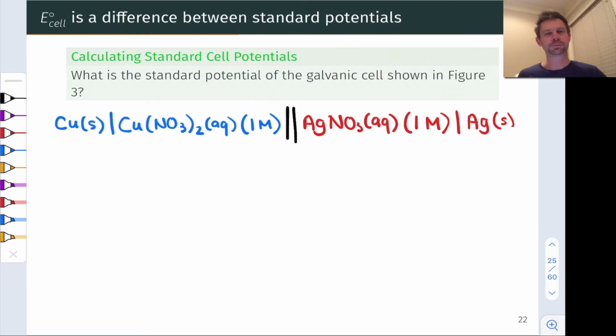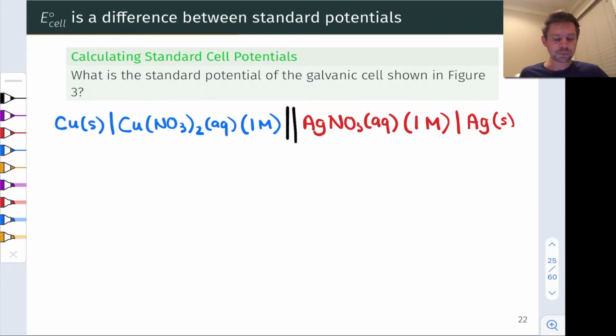Let's work through an example of this, returning to our now classic copper-silver galvanic cell, asking what is the standard potential of this copper-silver galvanic cell? I won't go all the way back to the schematic of the galvanic cell. You're more than welcome to drop back to that video if you want to. Here's the cell notation for that cell, with copper undergoing oxidation to copper 2+ and silver 1+ undergoing reduction to silver.